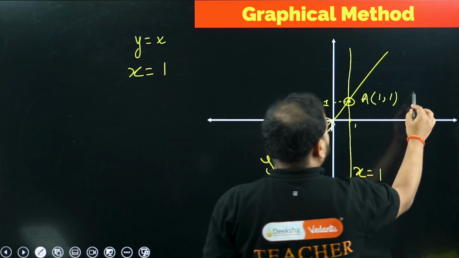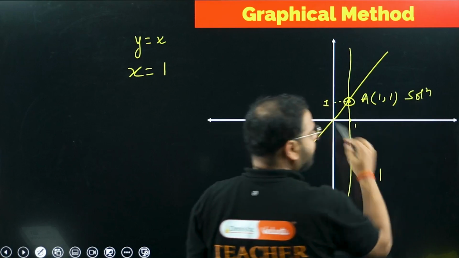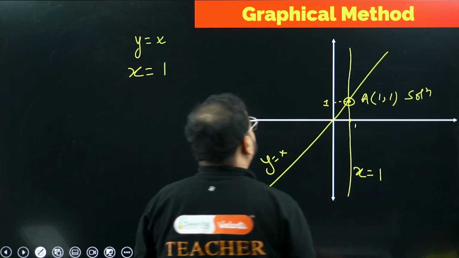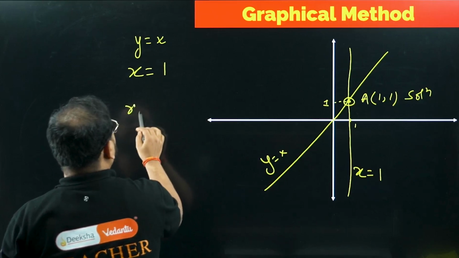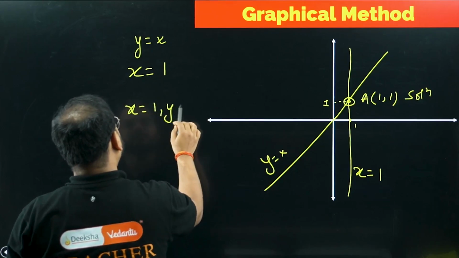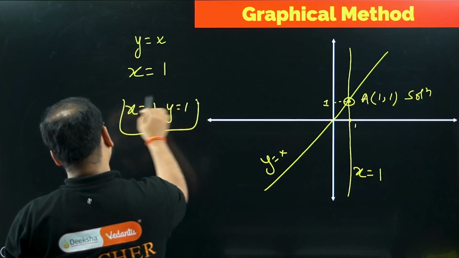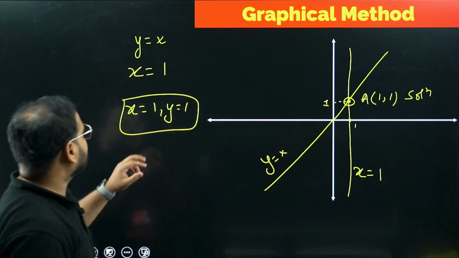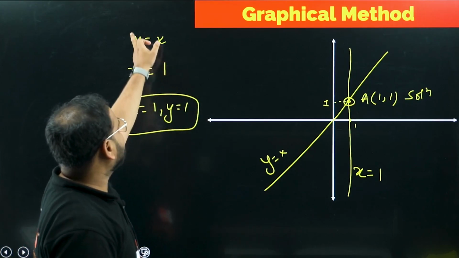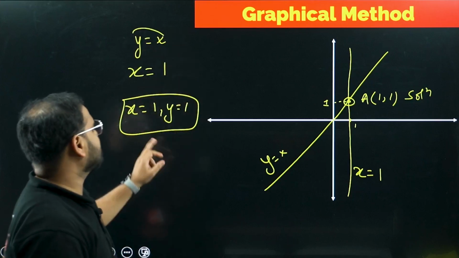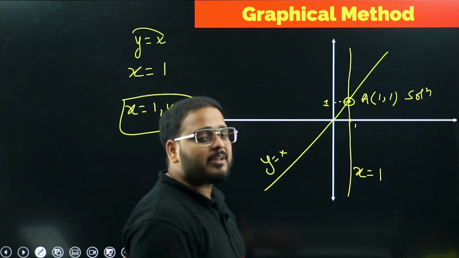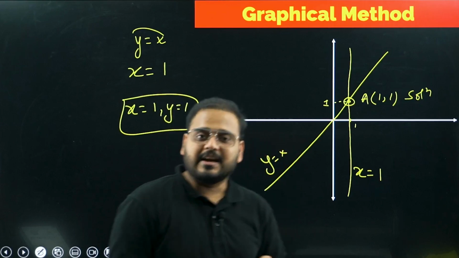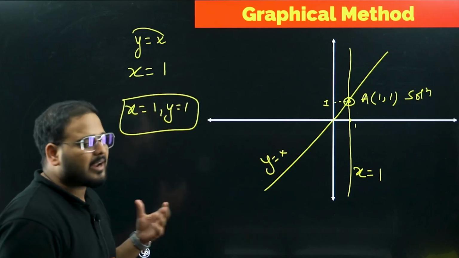That is the solution of the pair of linear equations using the graphical method. So what is the solution over here? The solution is x equals 1 and y equals 1. The same you can get from the algebraic method. If you want to check, x equals 1, if you put it here, what's the y value? Again equal to 1. So this is the solution. In the graphical method you have to look for the point of intersection. This is just to give you an idea about it.